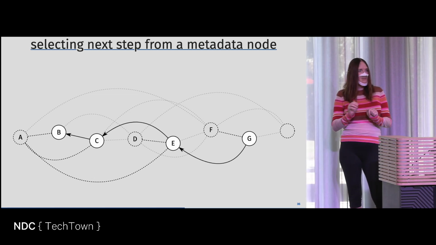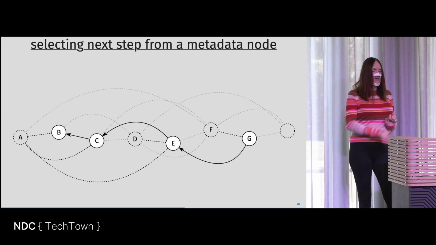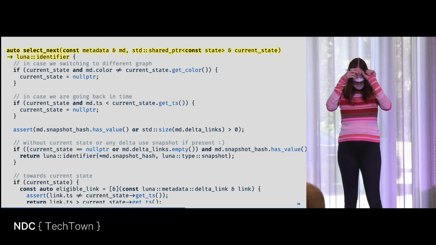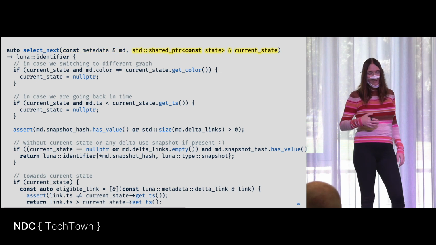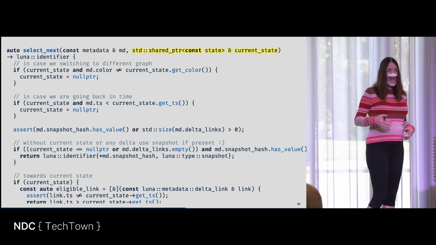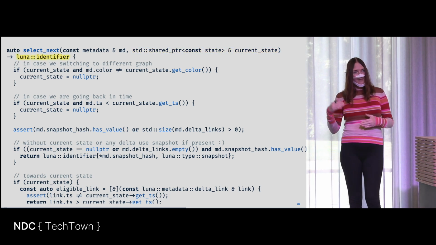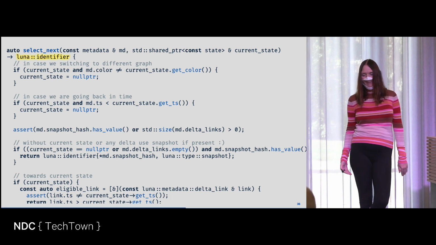But I don't need to see it. I just need to see what is in my current node I'm downloading. So let's implement it. We have a function select next, which takes metadata and some current state, which is also a shared pointer. And it returns the identifier of the object I need to download next.